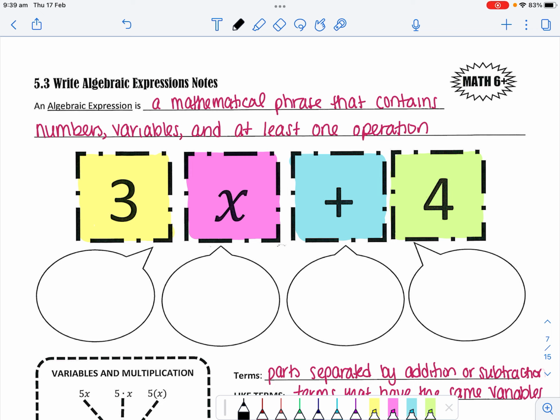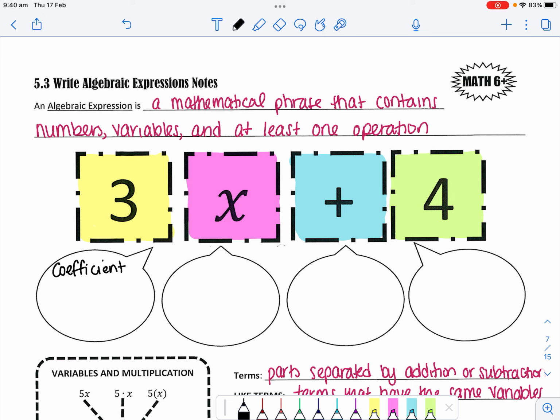So I've got an algebraic expression in these big boxes here. So this is an algebraic expression, 3x plus 4. So now we're going to introduce that idea of variables into our lives. This section right here is going to be a little bit of vocabulary. You can see these little thought bubbles down here. We're going to talk about some vocabulary that goes in those thought bubbles that align with what each of these pieces are. The 3 is called a coefficient.